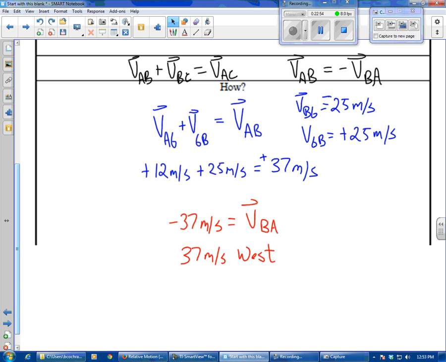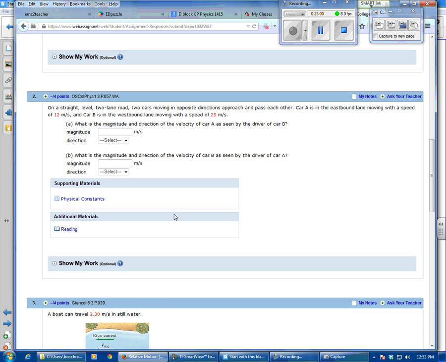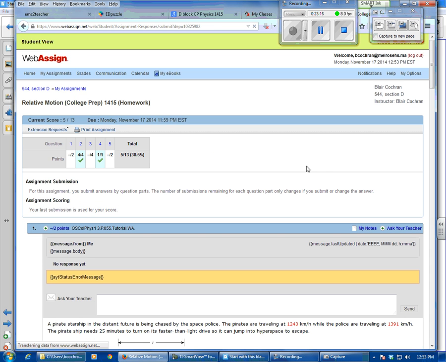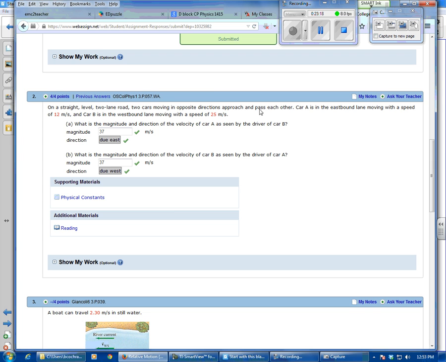Hope that works. I don't know. Let's see. So I have 37 here, and I'm saying that's east, and I say 37 here, and I'm saying that that's west. Cross fingers. Yay!